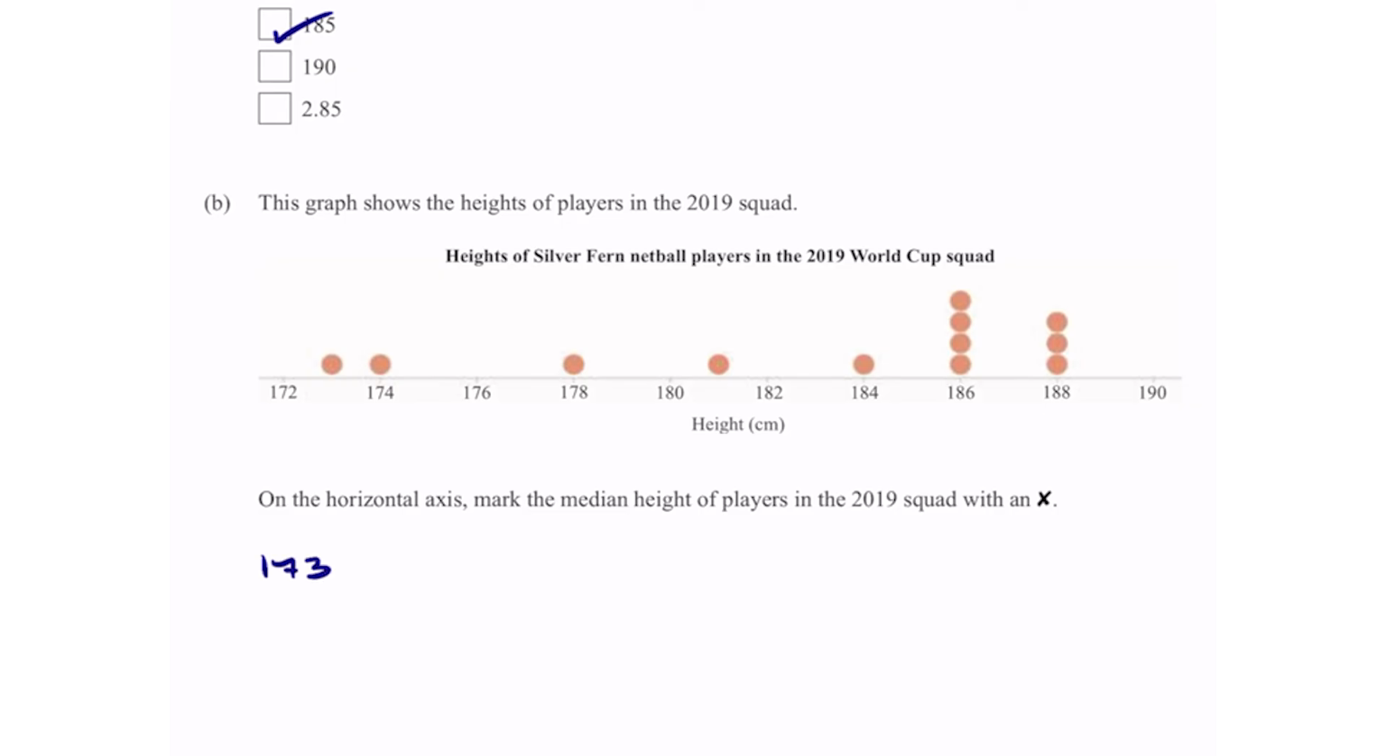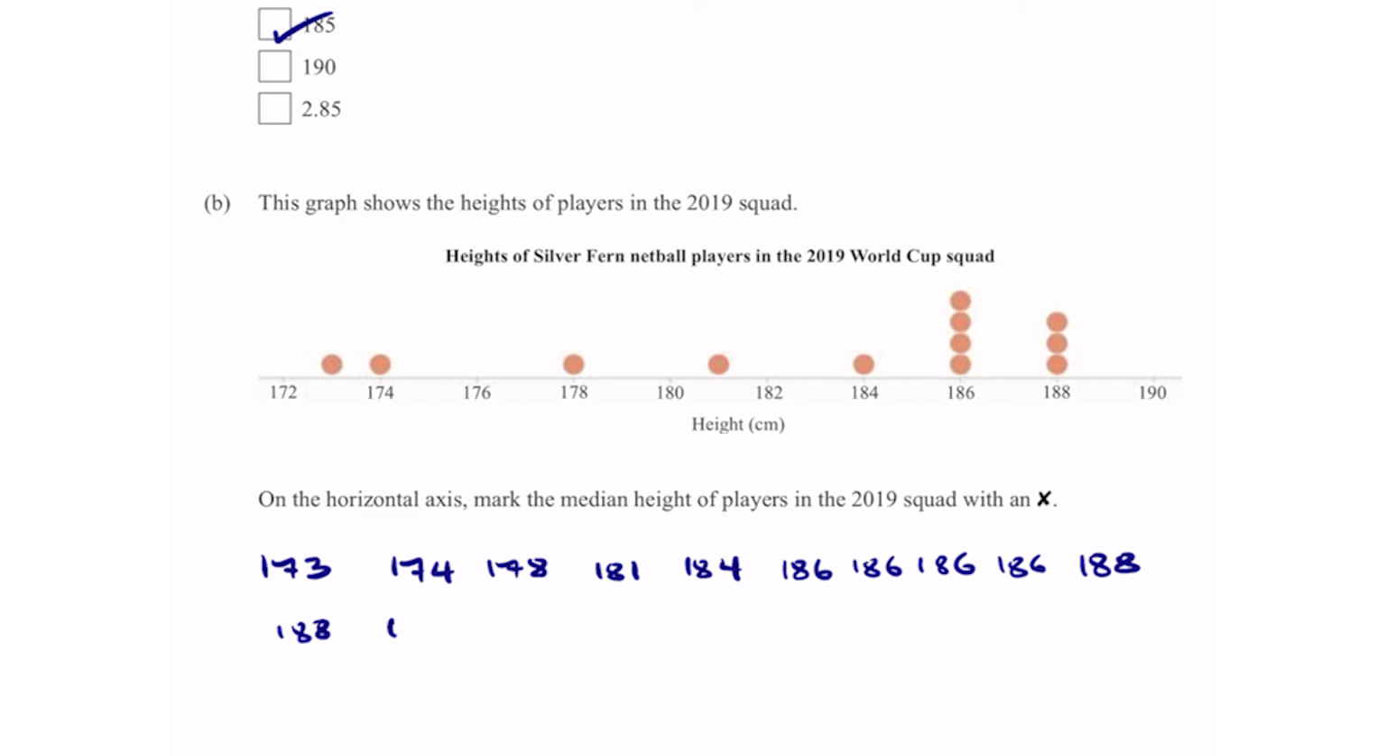We've got 173, we've got 174, we've got 178, we've got 181, we've got 184, we've got 4 lots of 186, so we have to write that in. Oh, sorry, we've only got 4 of 186, that's my bad. So 4 of 186, and then 3 of 188.